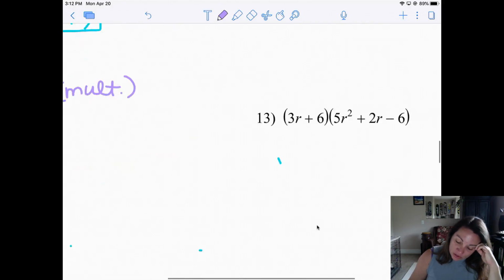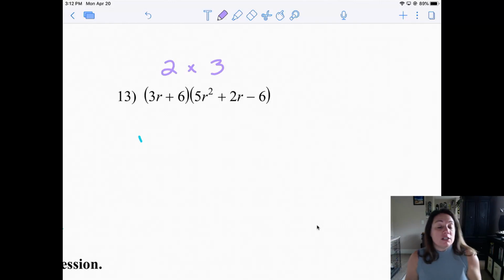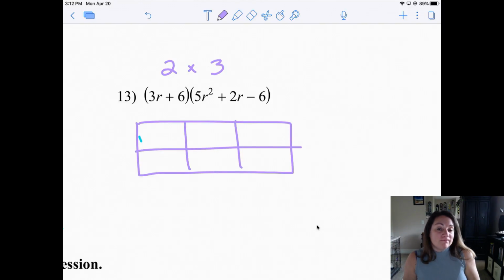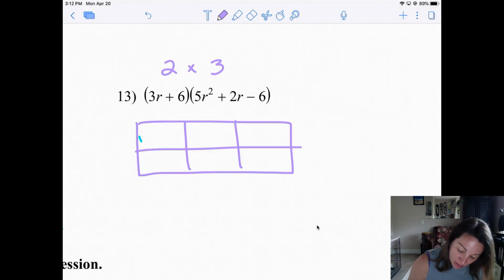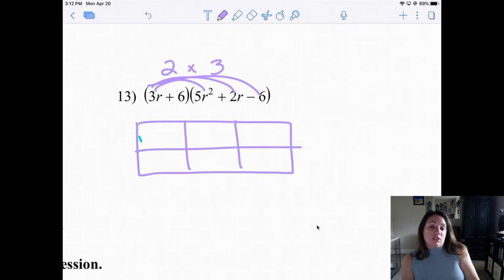If I was going to do number 13, since this is a 2 by 3, I could use the box if I'd like. Remember, we talked about the box. You can go 2 rows, 3 columns if you want. You make the multiplication table. Or you can just start distributing. That 3r has got to go to 5r squared, 2r, negative 6. And then distribute 6 to the 5r squared, 2r, and negative 6. And collect up all your like terms. Okay.